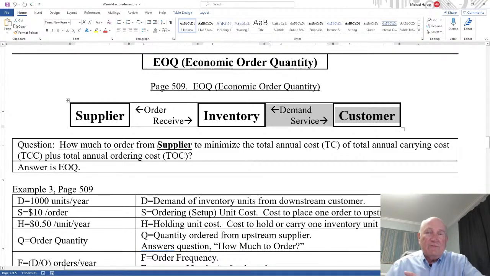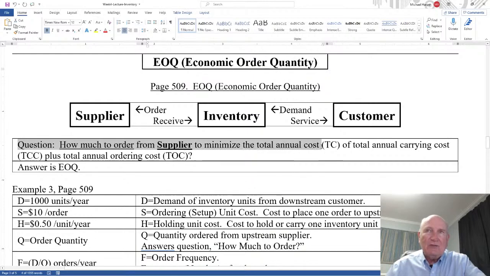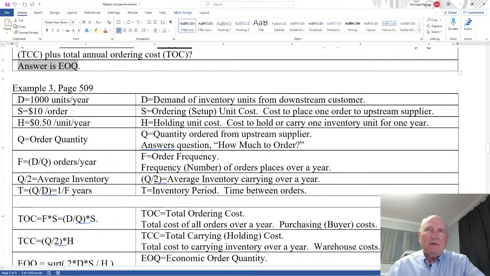Question. The fundamental question of inventory is how much do we order and when do we order? For the economic order quantity, we're asking the question, how much do we order? How much to order from the supplier. Now for the EOQ, the economic order quantity, to minimize the total annual cost of total carrying cost plus the total ordering cost. The answer, EOQ. So how much do we order from the supplier to minimize the total annual cost? EOQ. That's what EOQ will do. So let's develop it. Here we go.